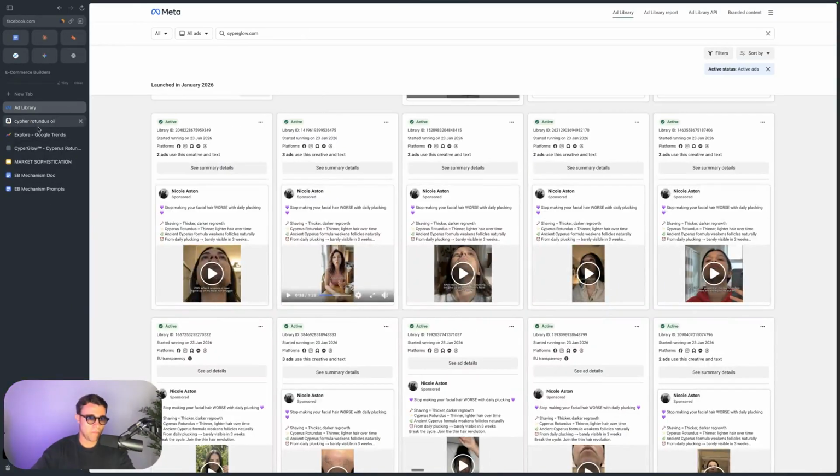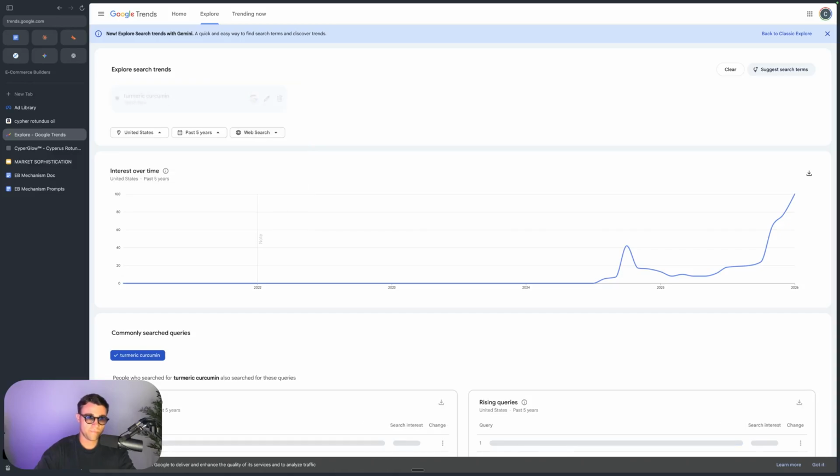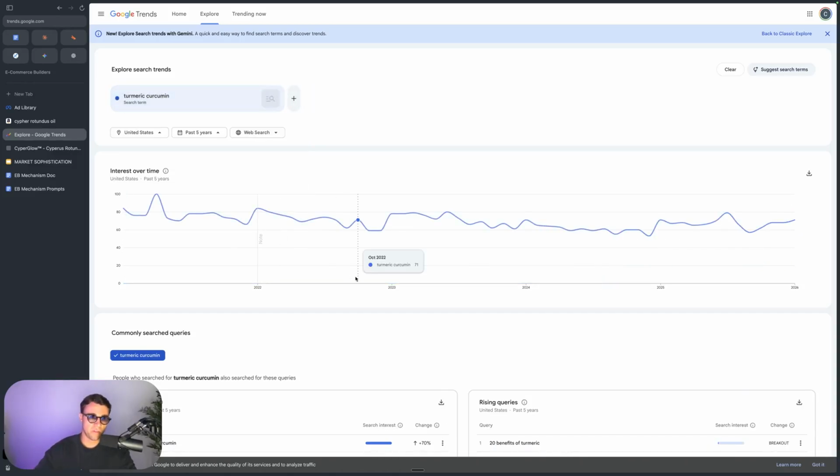This is what would happen if a woman... So it's essentially like saying that curcumin in a turmeric supplement is the mechanism. But now if we come back and if we type in turmeric curcumin and look at the difference in the graph.